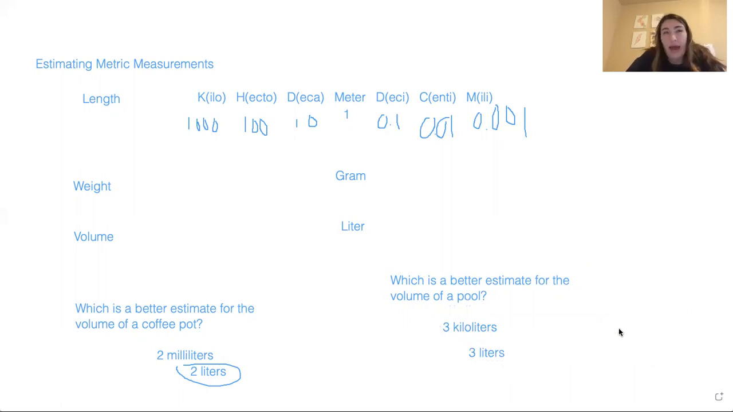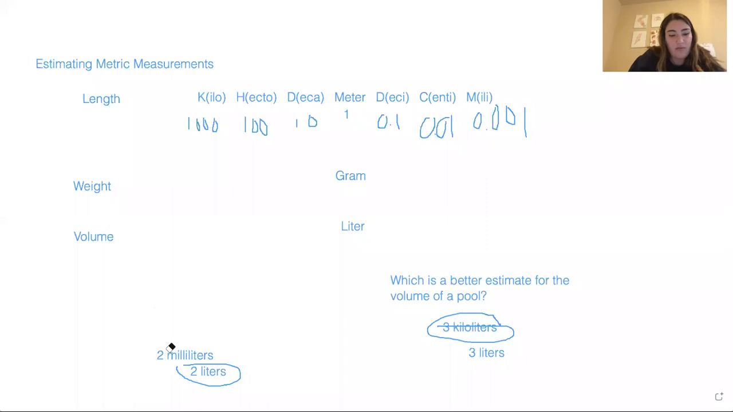So how much water do you think is in a normal pool? Do you think it's on the kiloliter end, so that's thousands of liters, or do you think it's more like liters, so that's just around a milk or soda bottle? If you were thinking kiloliters, you were right. I didn't mean to exit that. Okay, so let's erase these and do one more example.